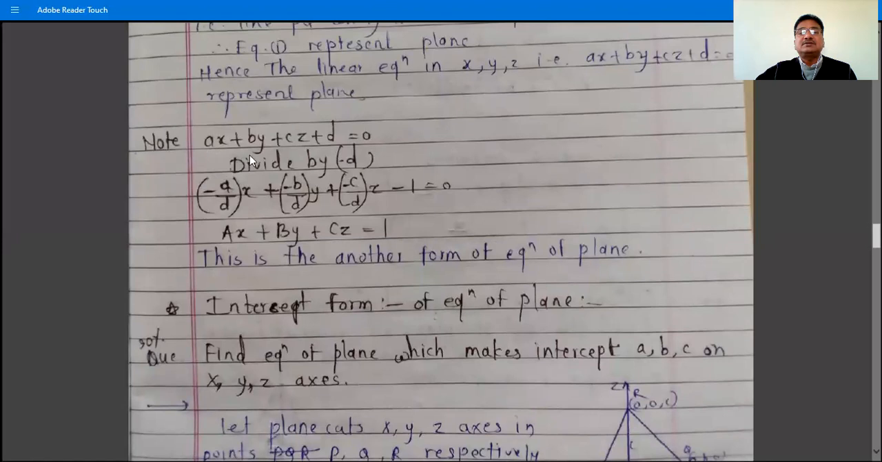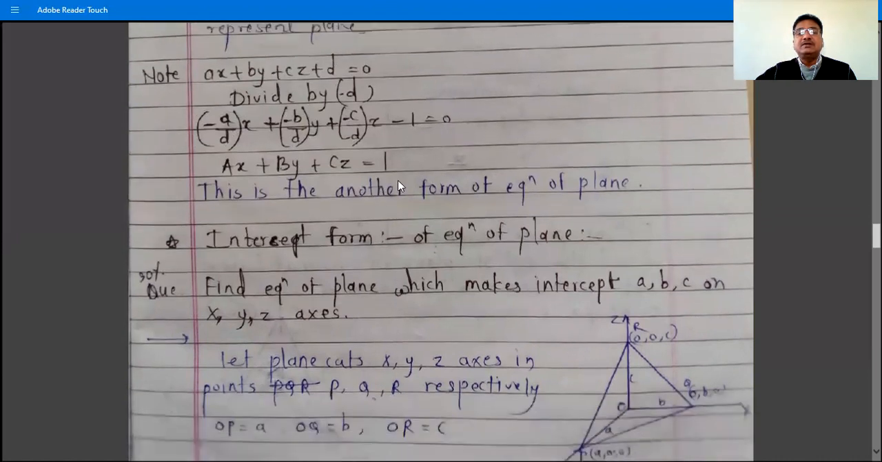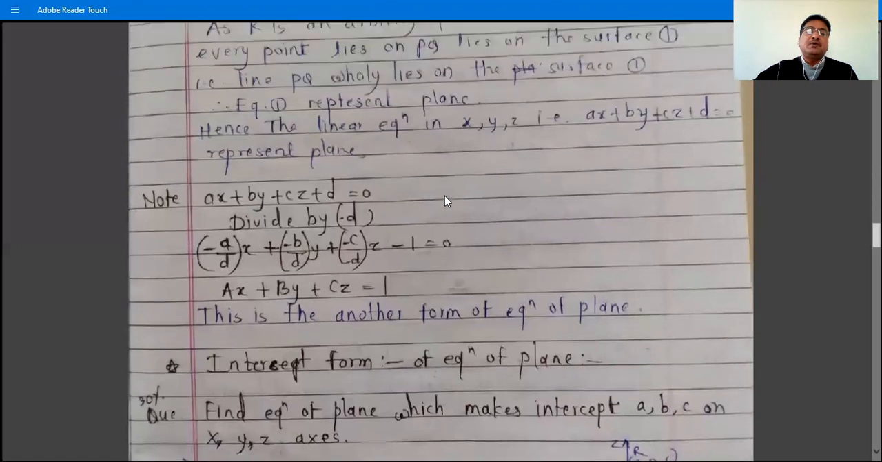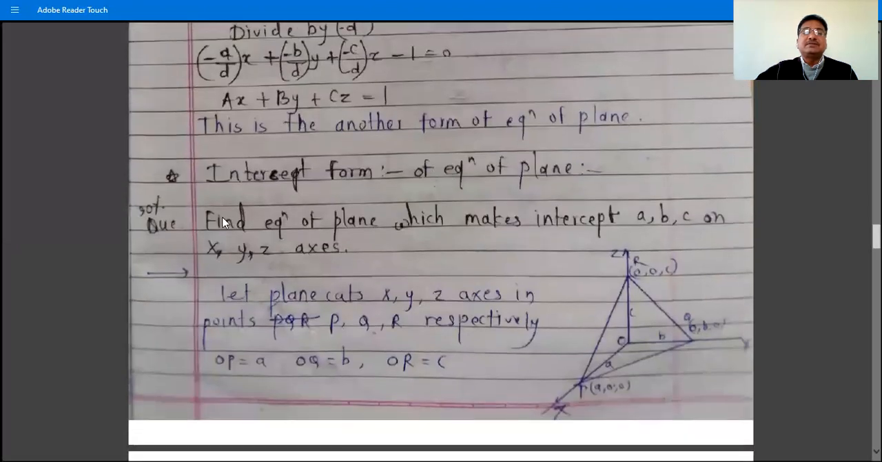So note that ax plus by plus cz plus d equal to 0, dividing by minus d, what do you have? Minus a by d x, minus b by d y, plus minus c by d z, minus 1, because d divided by minus d is minus 1. We shift the minus 1 to the RHS and take minus a by d as capital A, this capital B, and this capital C. Then this is another form of the equation of a plane. So ax plus by plus cz plus d equal to 0 and Ax plus By plus Cz equal to 1, both forms are the same. In this there are three constants.